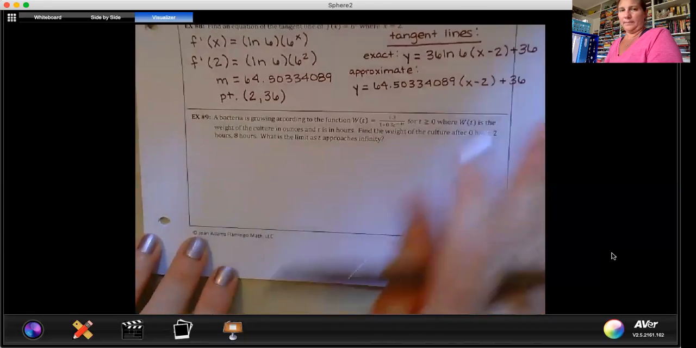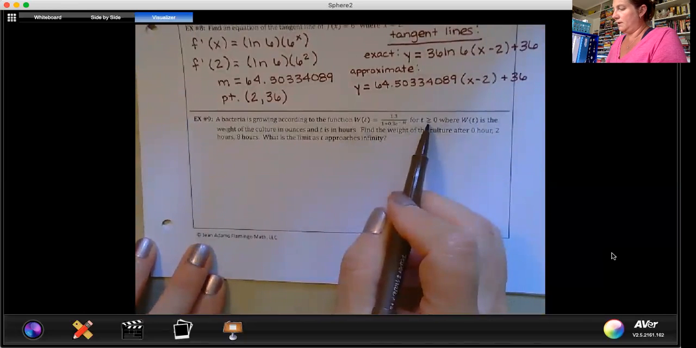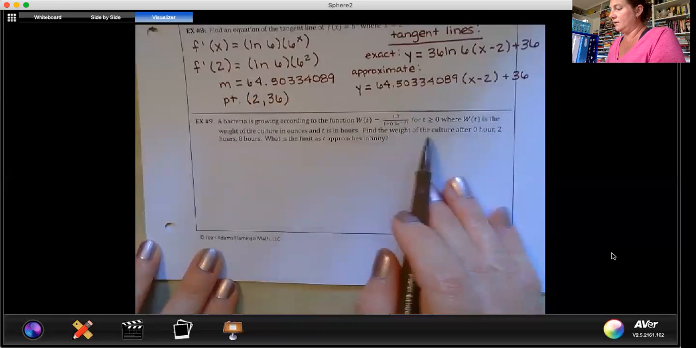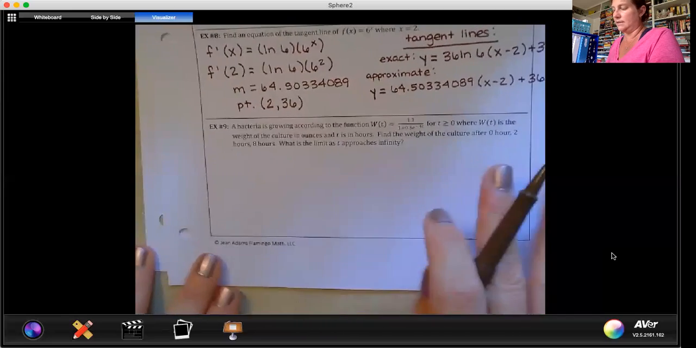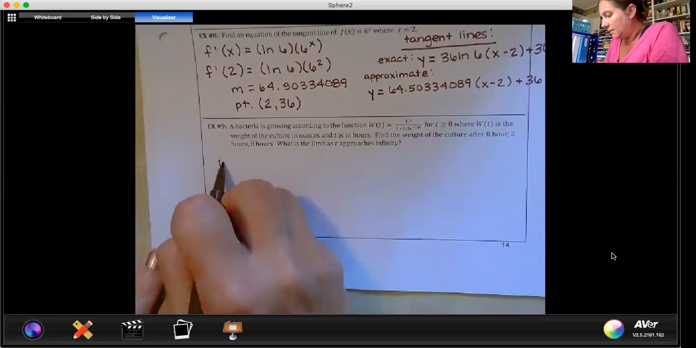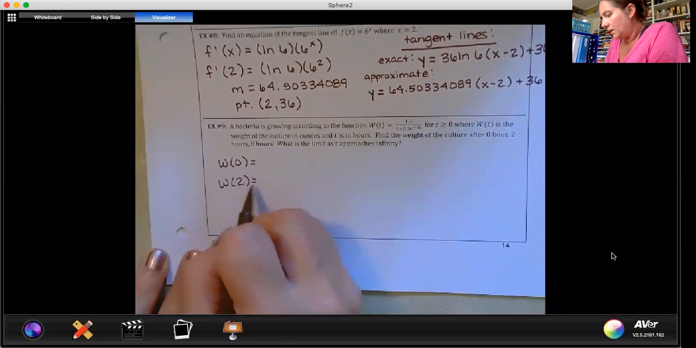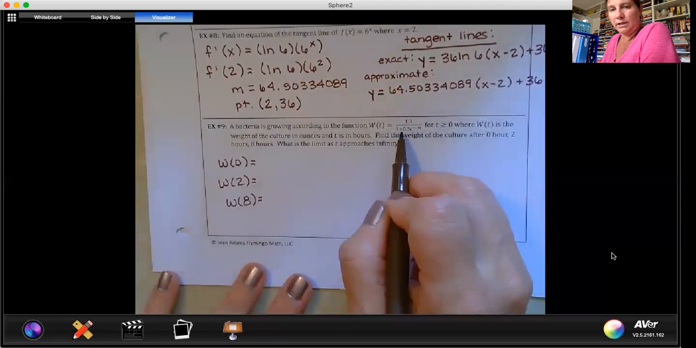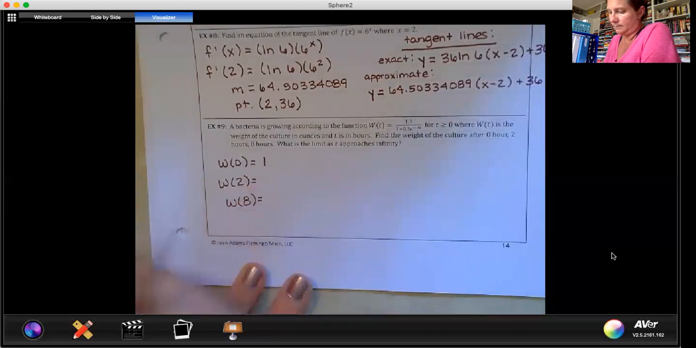Example number 9. A bacteria is growing according to the function W of t for t greater than or equal to 0, where W of t is the weight of the culture in ounces and t is in hours. Find the weight of the culture after 0 hours, 2 hours, 8 hours, and what is the limit as t approaches infinity. So we're going to find W of 0, W of 2, and W of 8. Now 0 we can just plug in because e to the 0 power is 1. So we have 1 plus 0.3, 1.3 over 1.3, which is just 1.